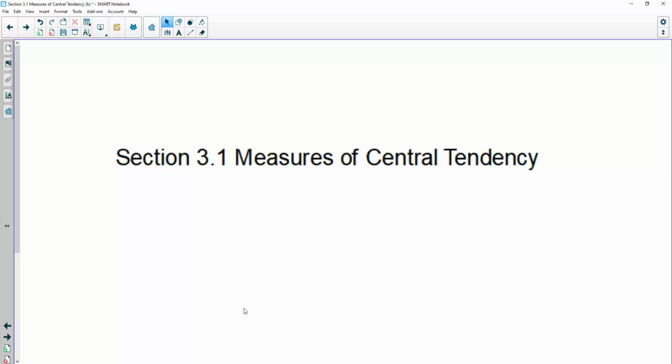Can you think of one? What did you say? Mean. That's usually the common one. You know, if you want to know your typical test score, you can find your average, right? So most of the time when we think about the middle, we think about mean.